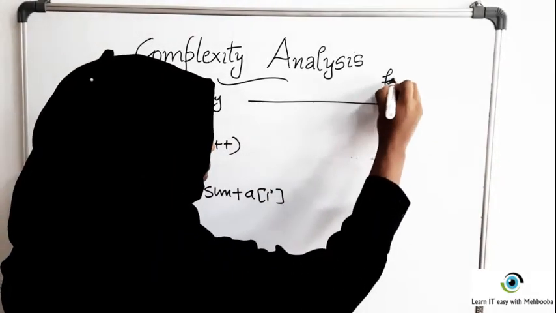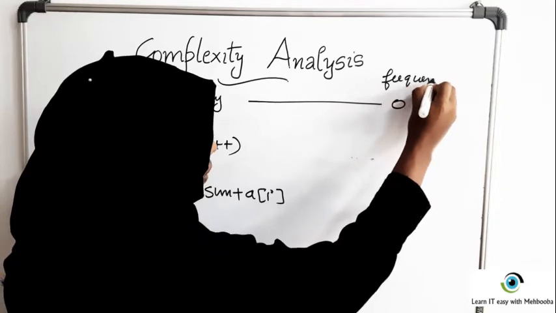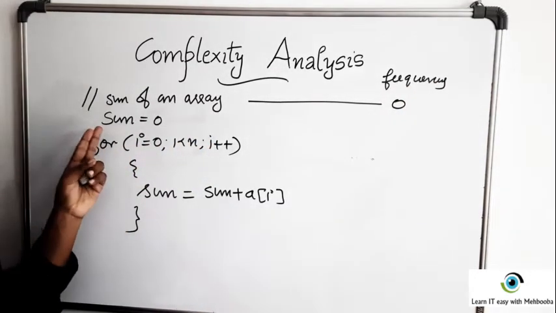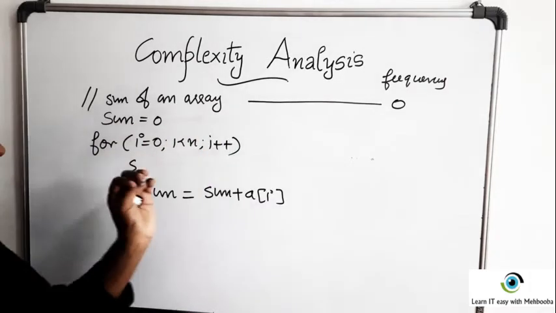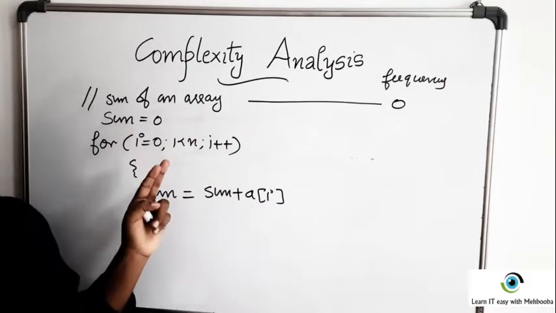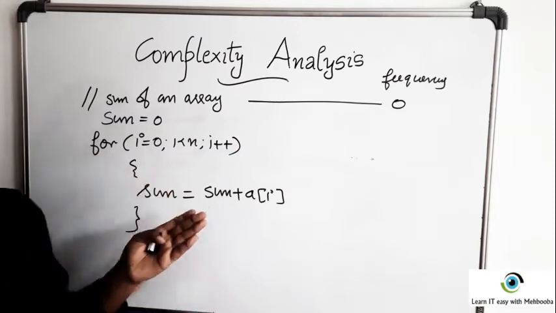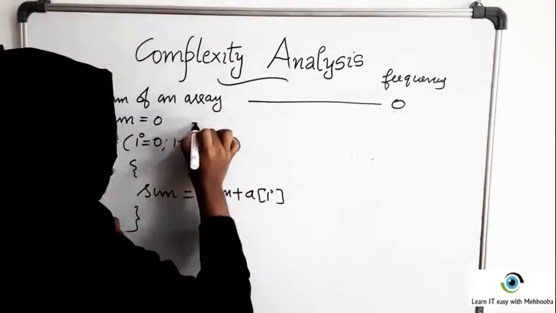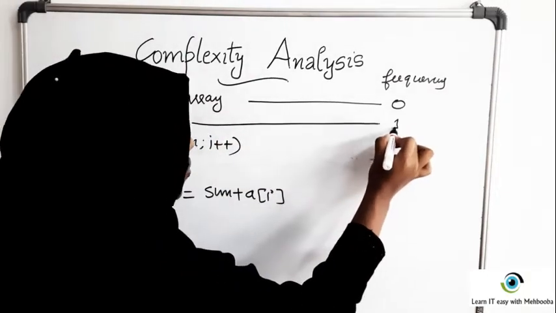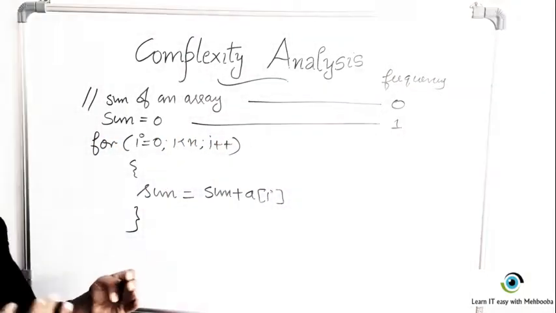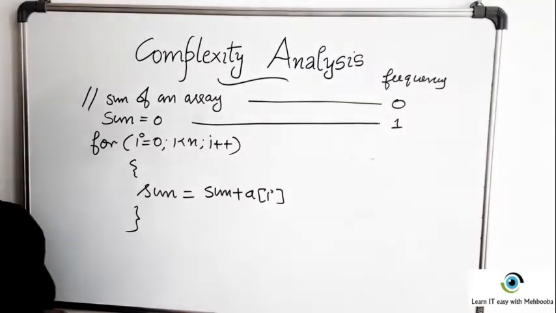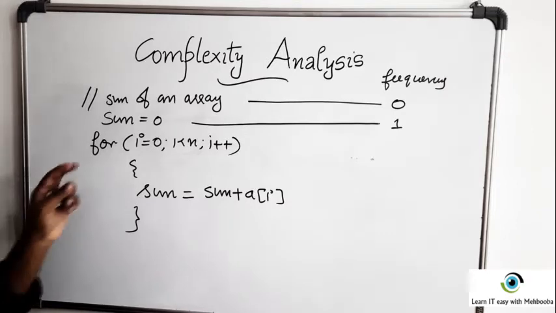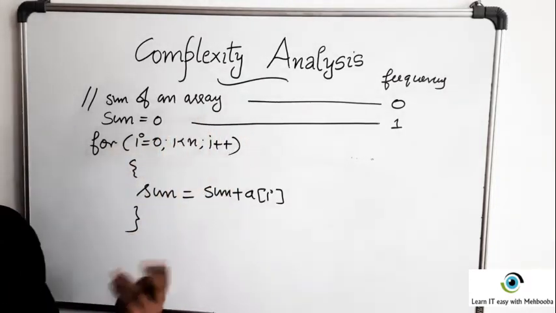So we will count the frequencies here. Frequency for comments will always be 0. Now the next statement is sum = 0. As the statement is simply written and is not within any loops, the frequency of this particular statement will be 1, because any statement that is not enclosed within any loop will execute exactly once, isn't it? So sum = 0 has the frequency 1.